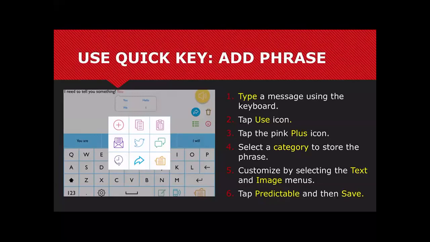So you can put something in the message window, you tap the use icon, which is that blue arrow, and then tap that reddish pink plus icon that has a circle around it. And then you select a category to store the phrase. And the cool thing is, if you have a phrase that's going to work with multiple categories, you could save it to multiple categories just by checking the box for each one of them. You can customize by selecting the text and the image menus and then hit predictable to save.